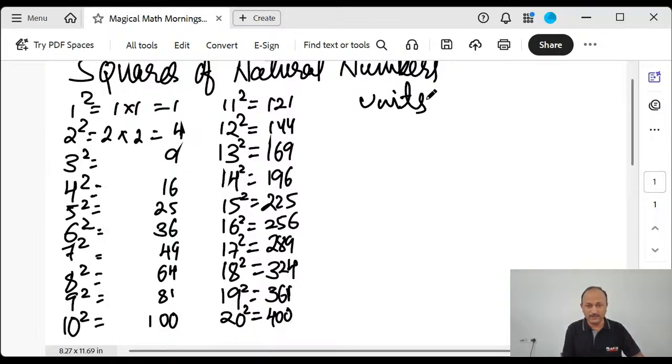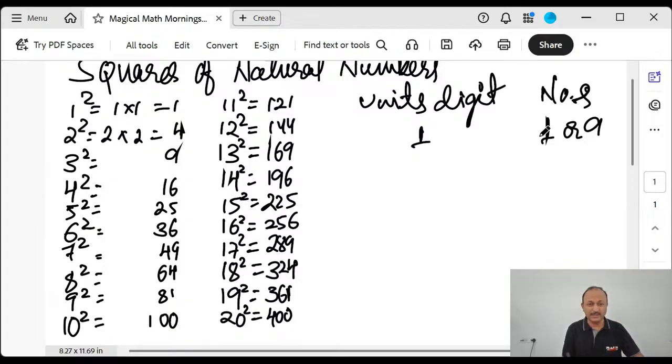See, if the unit digit is 1, the numbers can be only 1 or 9. Any other thing possible? No. Now let's take 4. 4 is possible when the unit digit is 2 or 8. Correct? Here you see 12 square is 144, 18 square is 324. Any other digit possible? That means if the square number's unit digit is 4, that number can end with either 2 or 8 only.